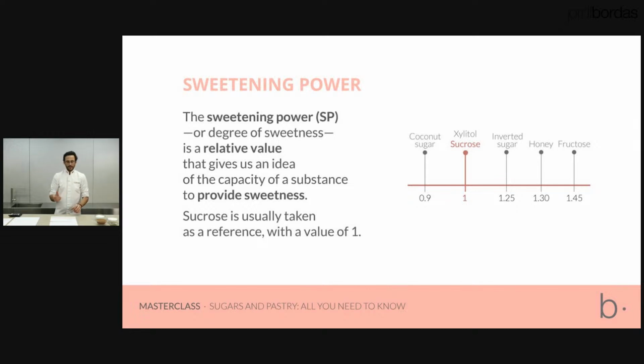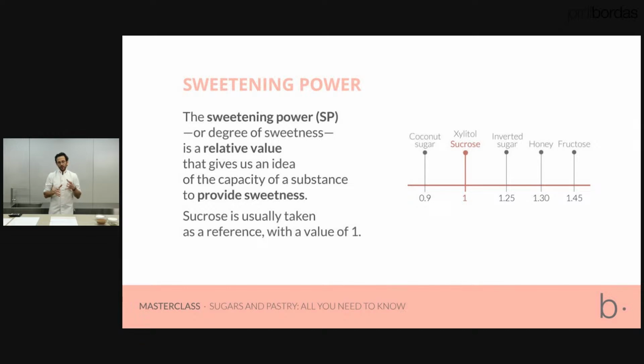Here in this part of the presentation, we can see that sucrose has a sweetness capacity of 1, which means that 1% of sugar is 1 point of sweetness. Xylitol is similar to this. Then coconut sugar is between 0.9, 1, and 1.1, depending on what kind of sugar it is and how they transform it. Coconut sugar can be a little bit less or a little bit more than sugar. Then we have inverted sugar, which is a mix of glucose and fructose, and fructose has a high capacity to sweeten recipes. Inverted sugar is 1.25.